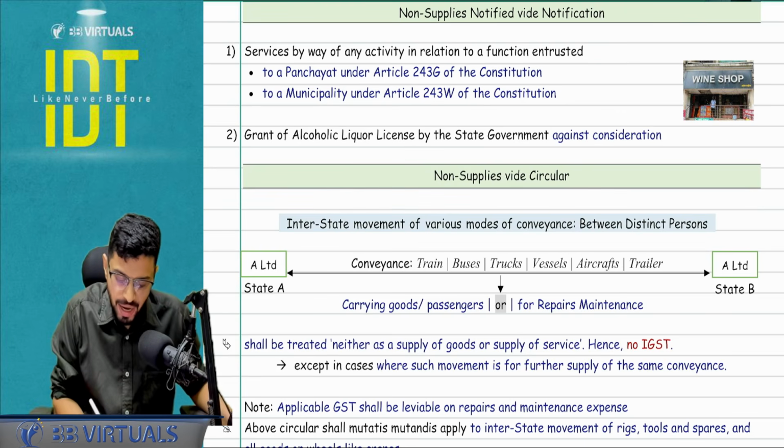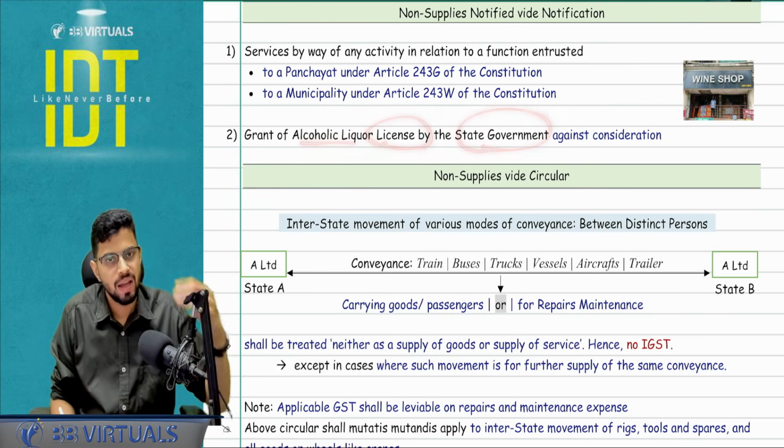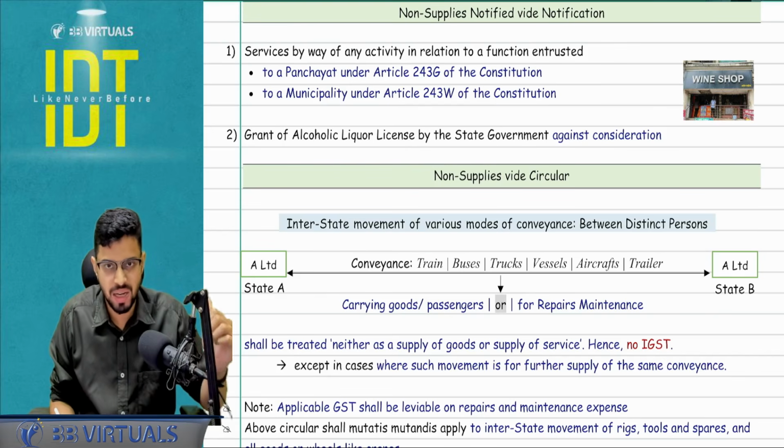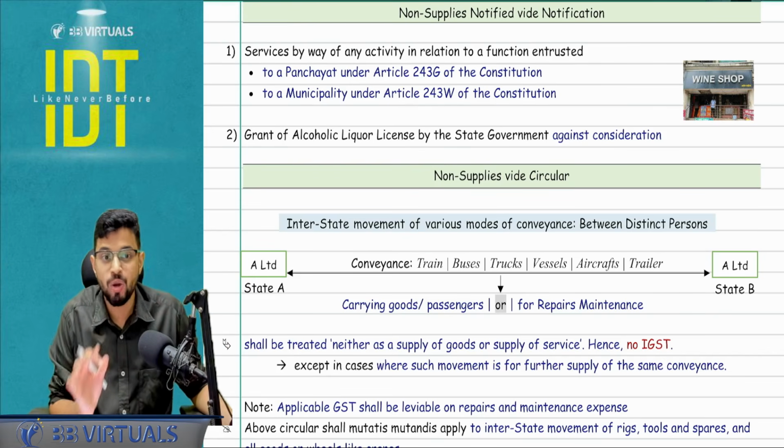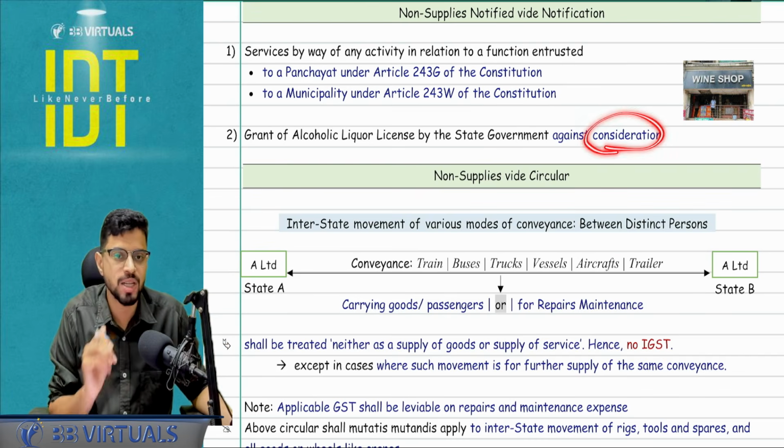Clear? So the grant of the license by state government is against consideration. Whenever I ask for the license, I have to pay a consideration, and you have absolutely no idea what amount of considerations are charged.